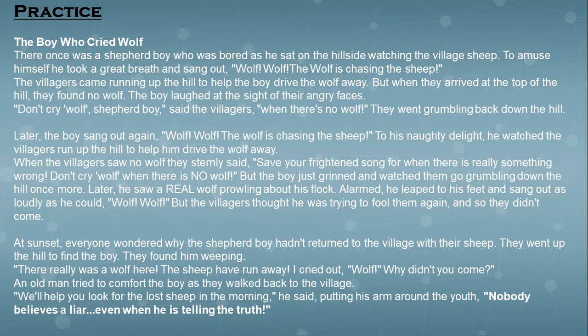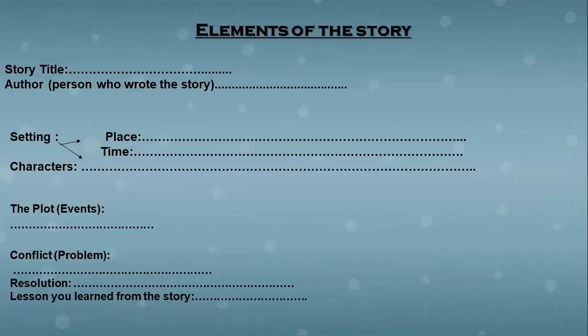See, it's very easy to write a story and make it interesting if we just follow our rules to write an adventure story. Let's take a look at the elements of the story explained here. First, the story title, the author, a person who writes the story. The title, as we said, has to be short, brief, and interesting.